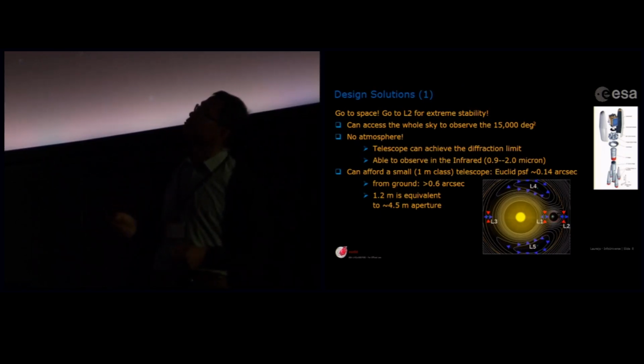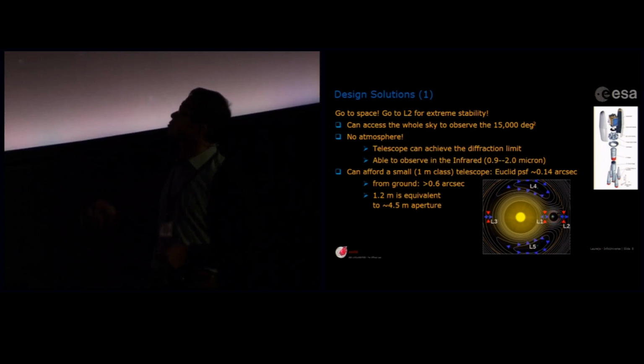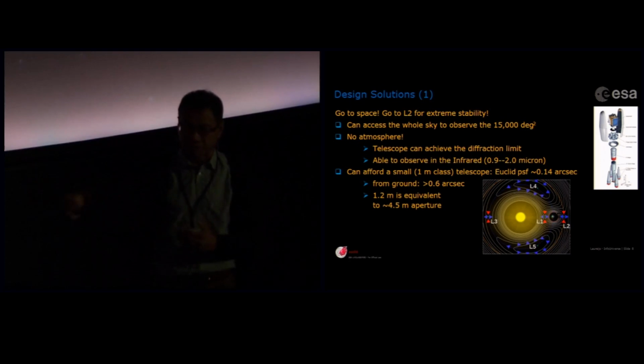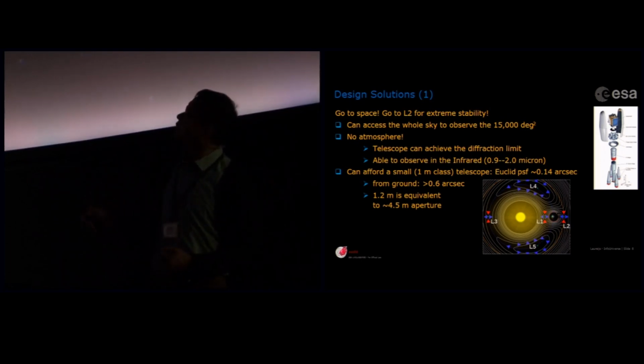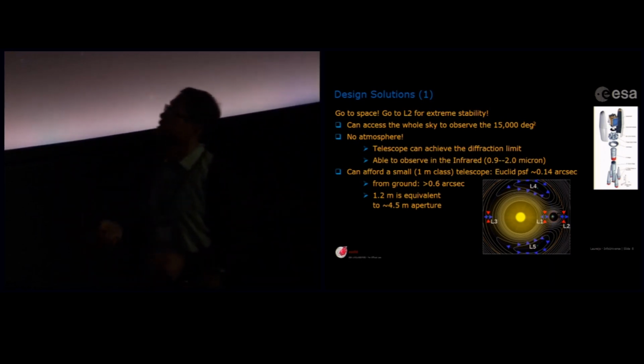We go to space, and we go to the second Lagrange point, which is basically the point where, if you rotate around the sun, pulled by the Earth and the sun, you co-rotate with the Earth and the sun. At a certain distance from the Earth you are at this co-rotation, and you have a minimum in the gravitational field. It's very stable there, also from a radiation point of view, and for a weak lensing experiment, it's an ideal place to be.